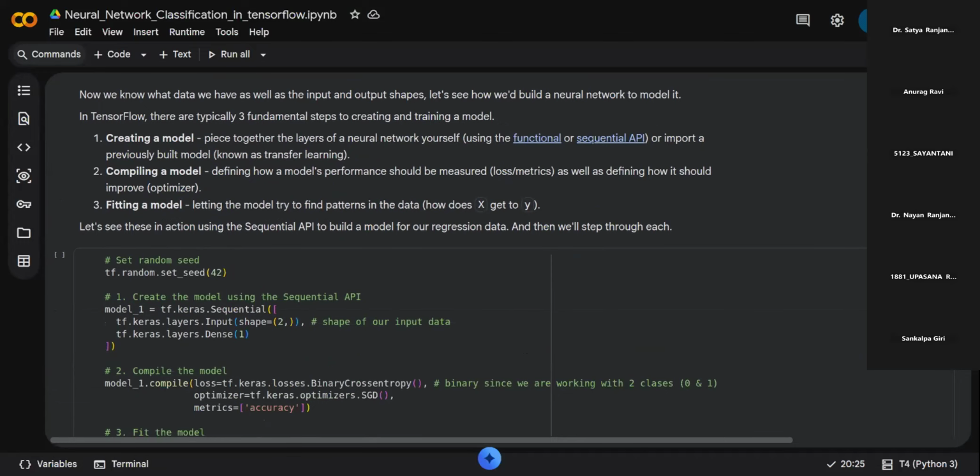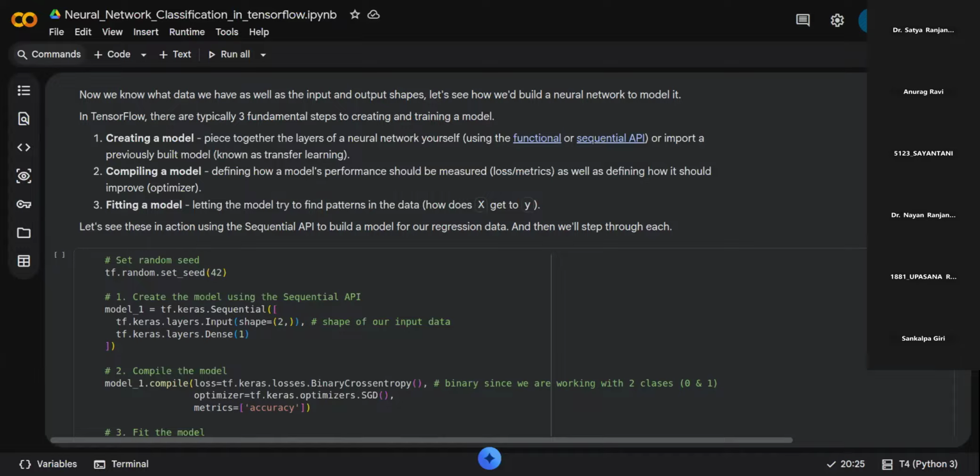To create a model, first you create a model using the functional or sequential API. There are two APIs available in TensorFlow. One is the sequential API, very simple. Another is the functional API, a little bit tricky, but not that difficult. For our purpose, we will use the sequential API. Once you create a model using the sequential API, the next step is to compile the model. When you compile, you have to pass the optimizer and the loss function. Then you train it using the fit method. These are the three steps.